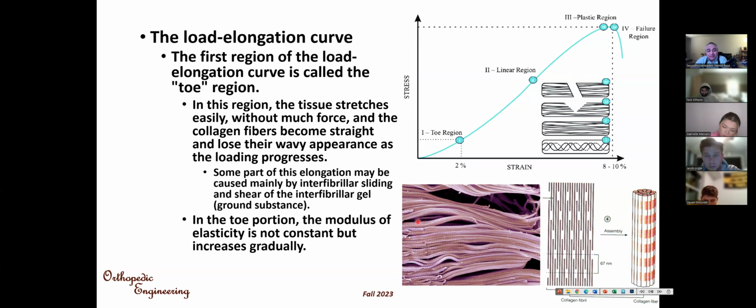and under a stretch, they straighten. They become straight. And it easily happens. So this area is because of the arrangements of collagen fibers. And since this wavy arrangement is not uniform in different parts of the ligaments and different collagen fibers, the modulus of elasticity here is not constant. It increases gradually because as the ligaments or tendon stretches, more wavy parts are straightened and the tendon becomes stiffer and stiffer.